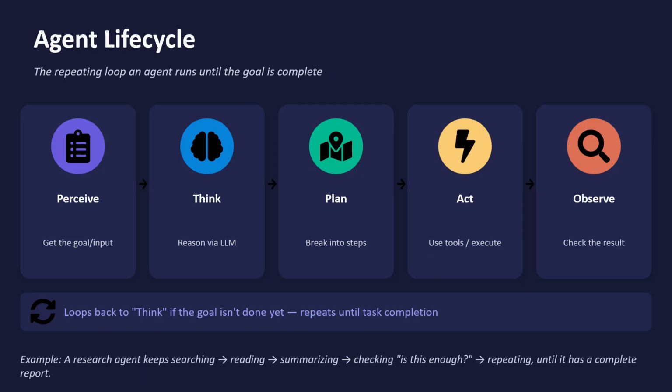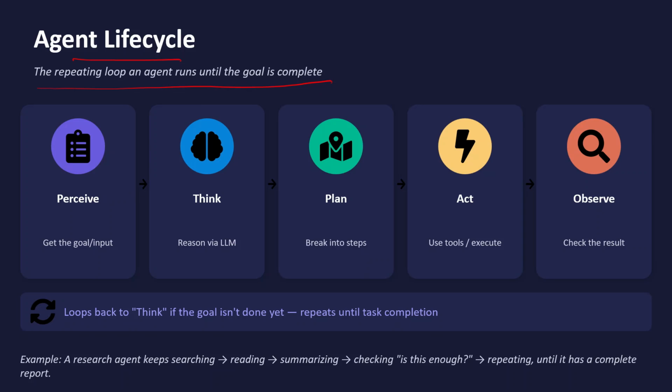So now, what is the agentic life cycle? It is the repeating loop an agent runs until the goal is complete. That means your agent is doing multiple things until that particular goal is completed, right? For example, if we have asked the agent to book a cab for me, the agent will book a cab for you.